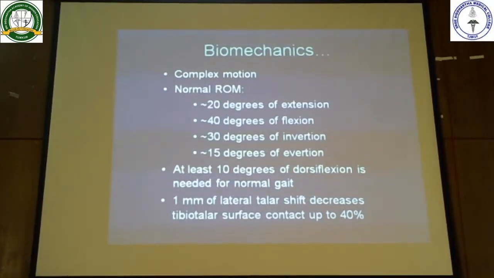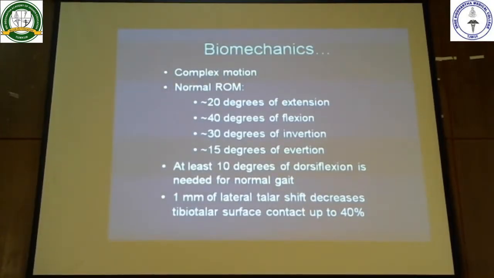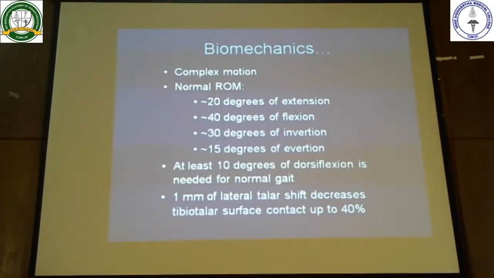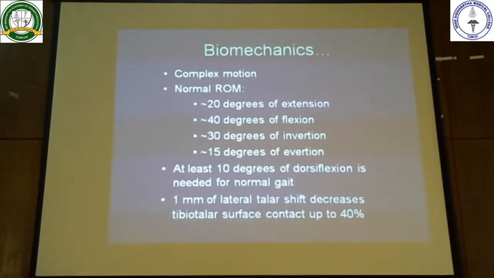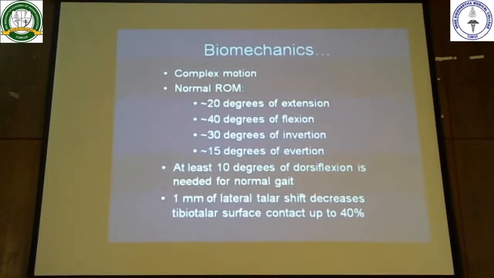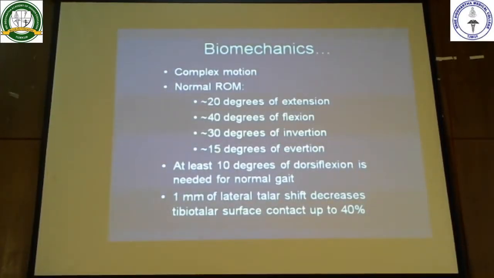The normal range of movement is around 20 degrees of extension, 40 degrees of flexion, 30 degrees of inversion, and 15 degrees of eversion. Again, in anatomy, you have learned all these movements: extension, flexion, inversion, and eversion. Of course, other joints are also involved in movements like inversion and eversion, but the ankle joint is one of the components responsible for all these types of movements.